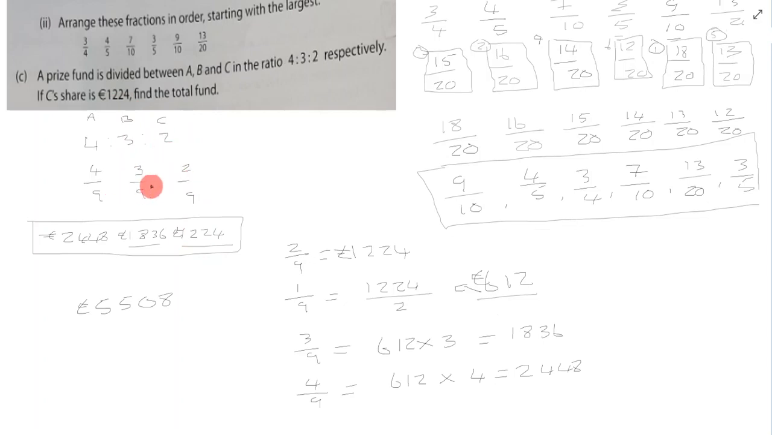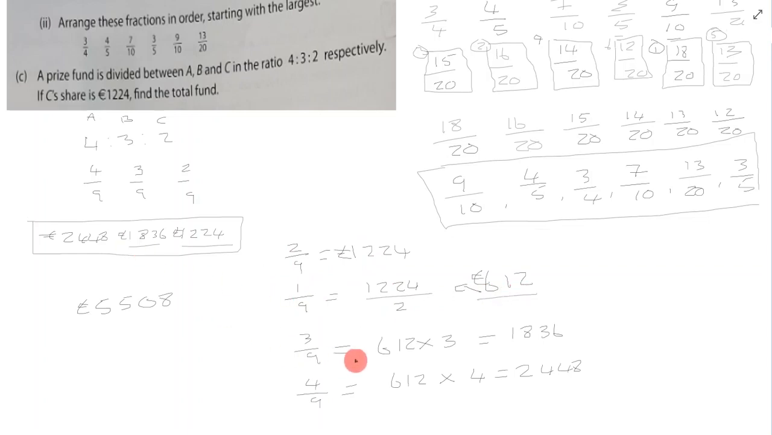So how do we change it into a fraction? When we take our ratio and add them all up together, in this case it adds up to 9, that is the denominator, or the bottom part of your fraction. And the top part is just going to be the number within the ratio. So this one becomes 2/9, this one becomes 3/9, and this one becomes 4/9. We know that 2/9 is equal to 1,224. So 1/9 is this divided by 2, which is 612.